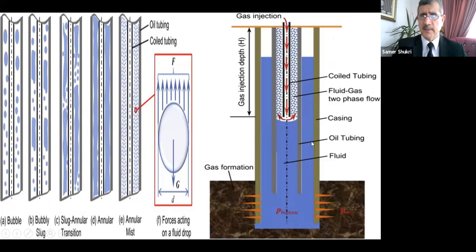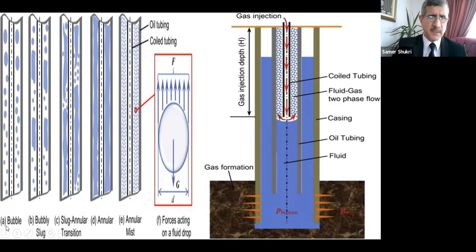Oil tubing, here the casing, here is the coiled tubing. So when we produce this part, what will happen then? The fluid of the formation will be pushed up the well and produced through this annulus between the coiled tubing and the tubing. So we reduce the hydrostatic head that is applied on the formation and will produce the well naturally.